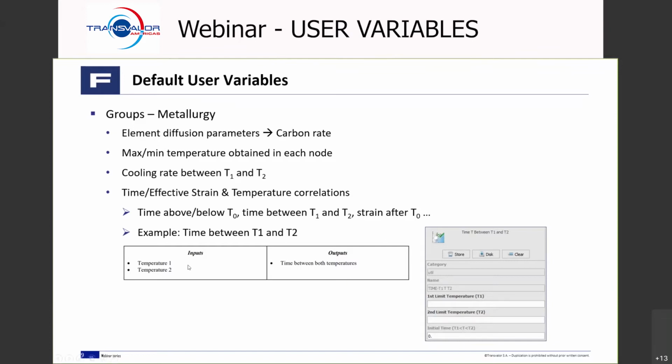Here I have an example. For example, in some cases, it's really important to know how much time we have spent between two critical temperatures in our simulation. So we created a variable for that. In this case, we will have to enter the two temperatures we want to use to start counting the time and just launch. This will give us cumulative time between these two temperatures.